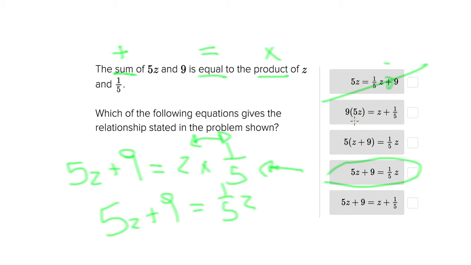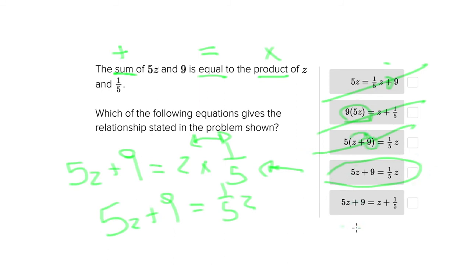For this one here, it looks like sum was interpreted as product and 9 was multiplied times 5z as opposed to being added. So this is a problem here. So that one doesn't work out. For this one, you've multiplied 5 times z plus 9, which is in effect saying 5z plus 9 times 5, which is 45, as opposed to simply adding 5z and 9. This 9 here becomes a much larger number, so that's why this is wrong here.